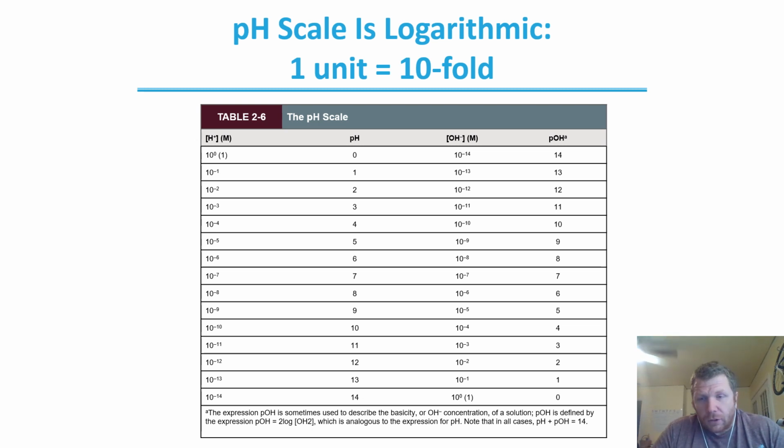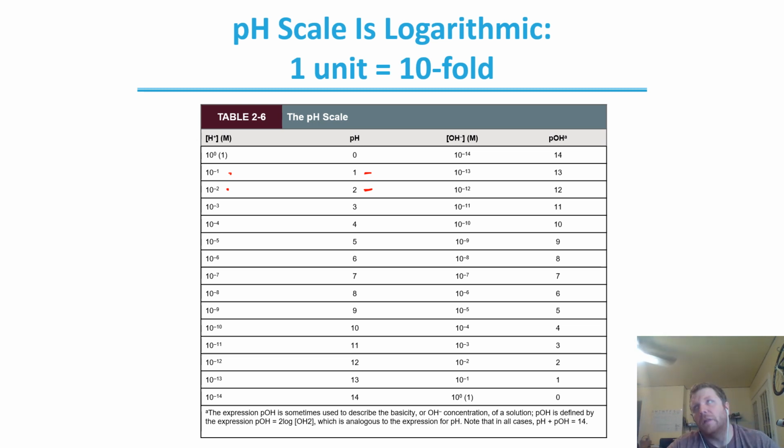The pH scale is a logarithmic scale. What that means is 1 unit is equal to a tenfold change. So whenever we talk about the pH changing by 1 unit, going from pH equals 1 to pH equals 2, what we're seeing is a move from times 10 to the negative first to times 10 to the negative second. So that's a tenfold difference there.